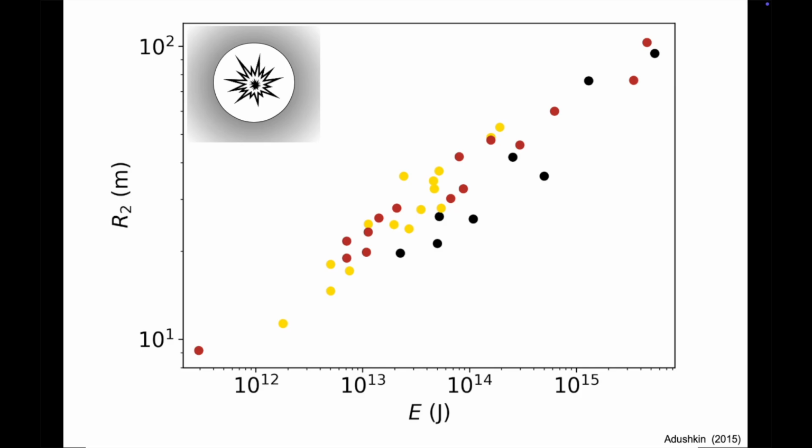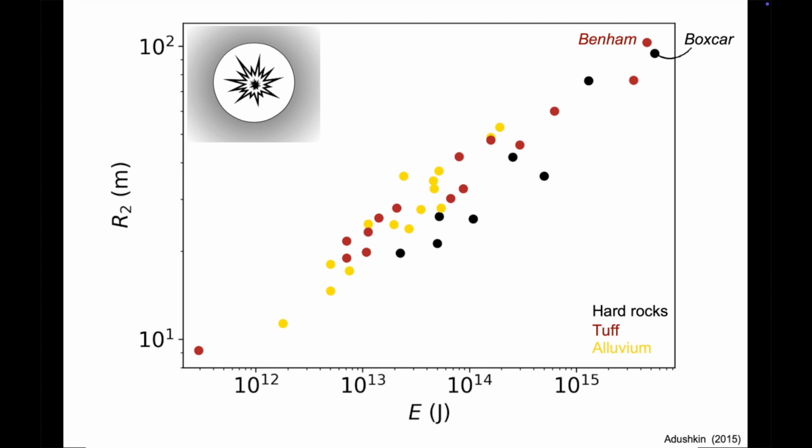The color of each dot is related to the type of soil. Alluvium in yellow, tuff in red, and various hard rocks in black, like granite, dolomite, or sandstone. Evidently, larger explosions produce larger cavities. The two largest explosions, both slightly above 1 megaton, produced cavities around 100 meters in radius.